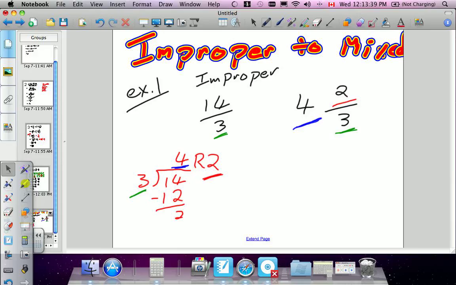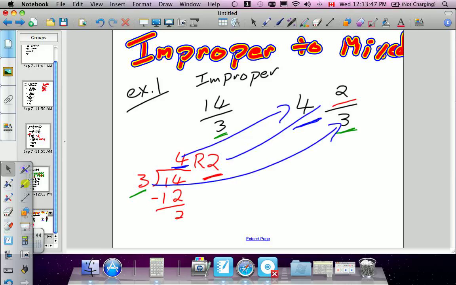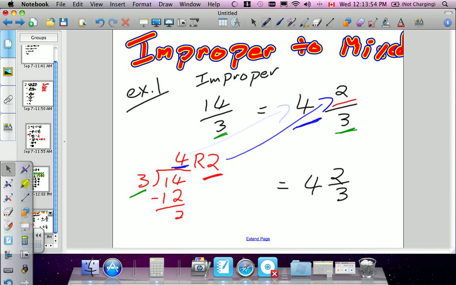So I color-coded it here. When you do all the division with the remainder, the 3 is the denominator, the 4 is the whole number, and the 2 is the number on top. So I'll rewrite it again. So you ended up with 4 and 2 over 3.